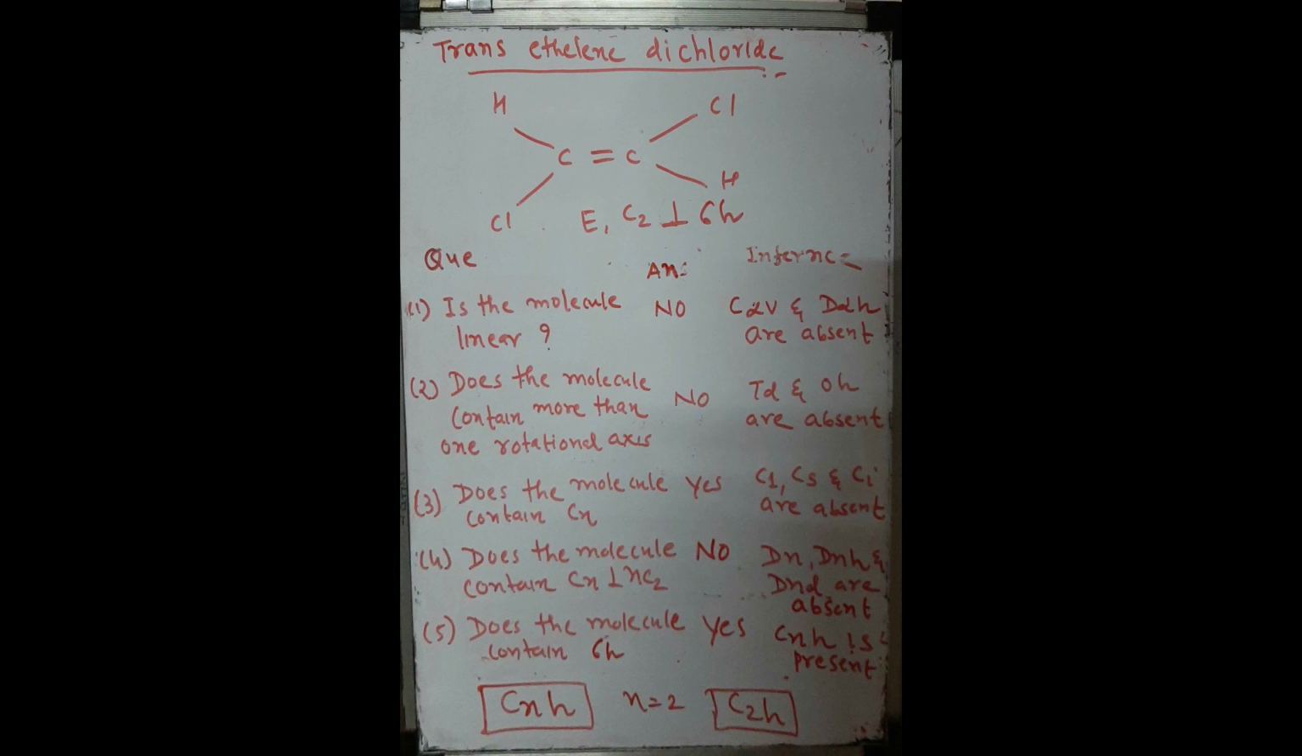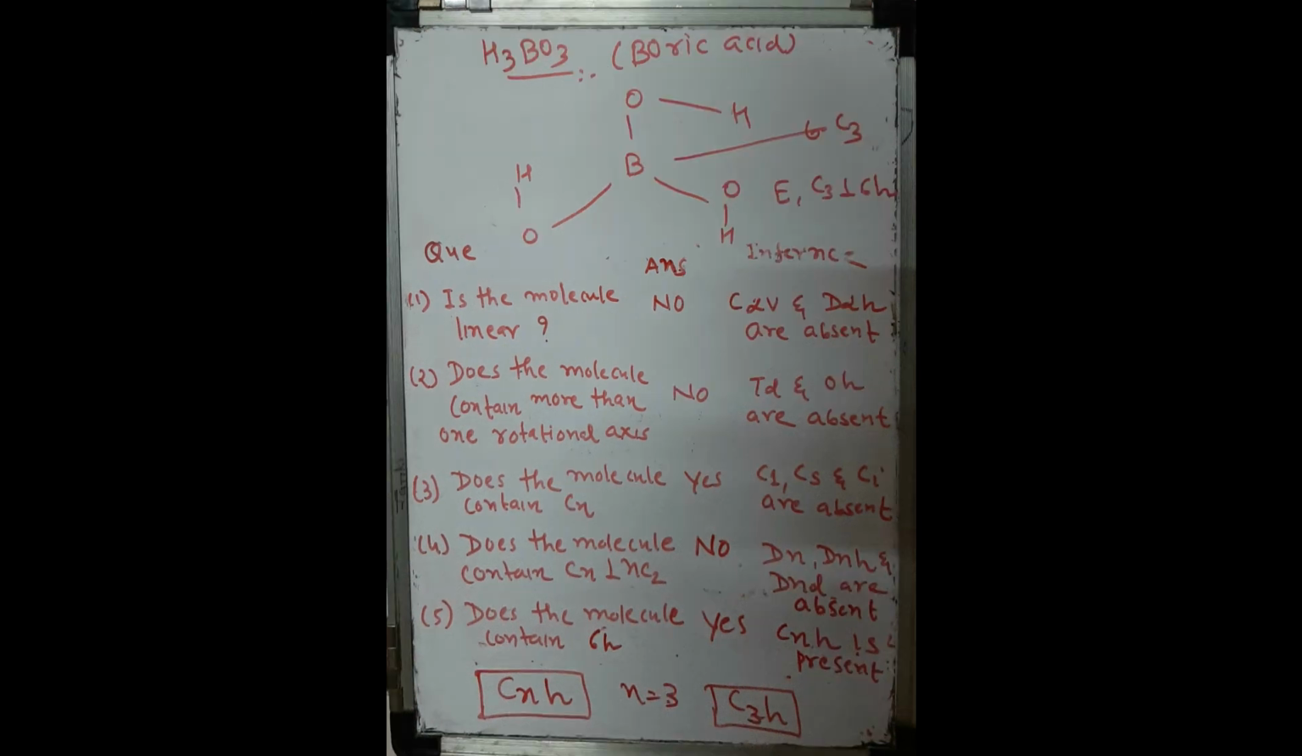Now let us find out point group of boric acid or H3BO3. This we have already discussed earlier. It contains E, C3 and sigma h. First question we are going to ask, is the molecule linear? Answer is no, that means C infinity V and D infinity H are absent. Second question, does the molecule contain more than one rotational axis? Answer is no, that means tetrahedral and octahedral are absent.